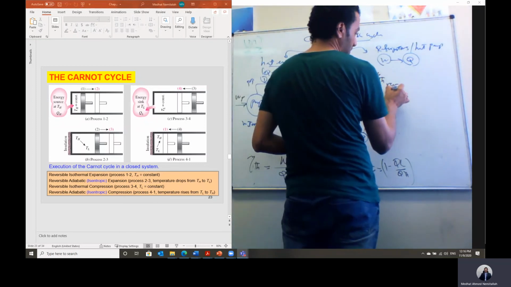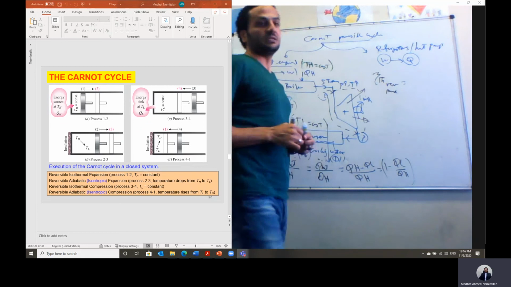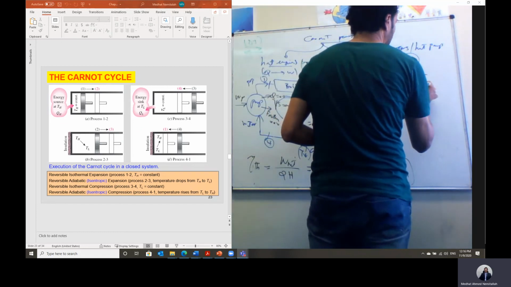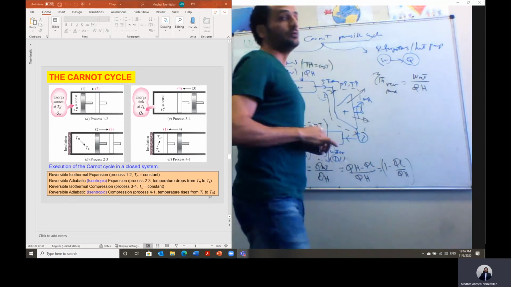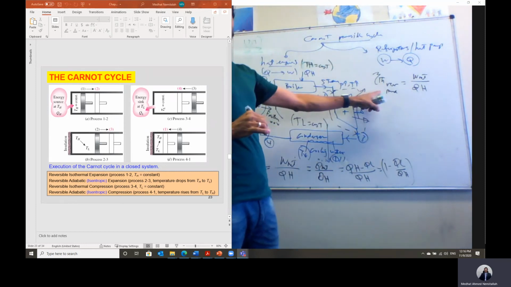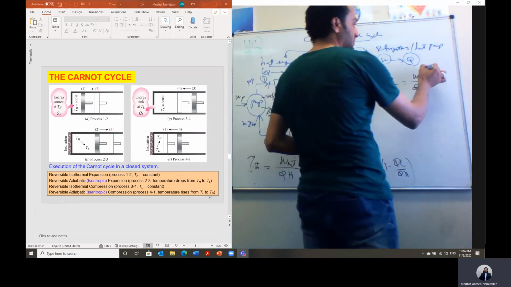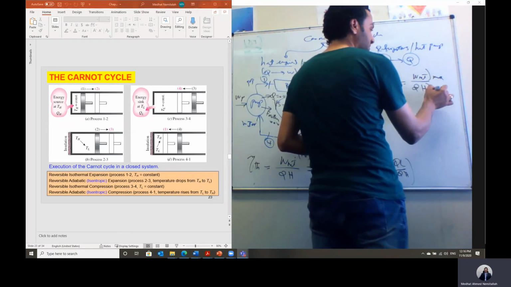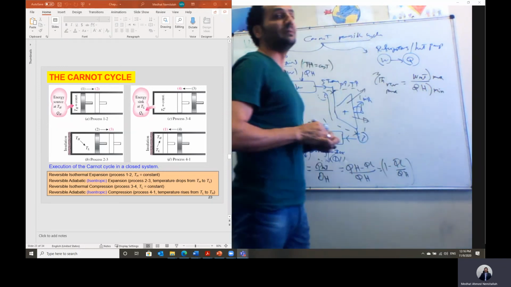We call it reversible, or the maximum in this case, and it is equal to work net divided by Q high. But in order to have this efficiency maximum, the net work should be maximum, and also the heat input should be minimum.